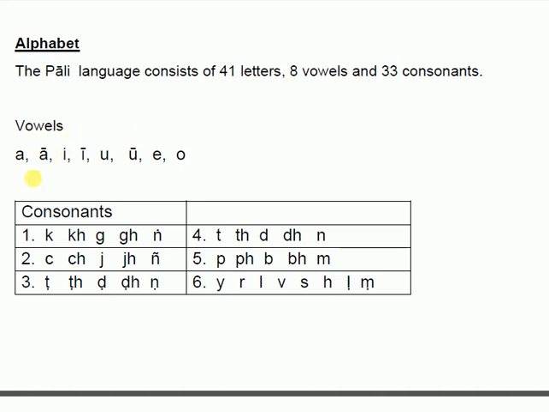Vowels are a, ā, i, ī, u, ū, e, o. There are two types of pronunciation for e and o. We will study that later.